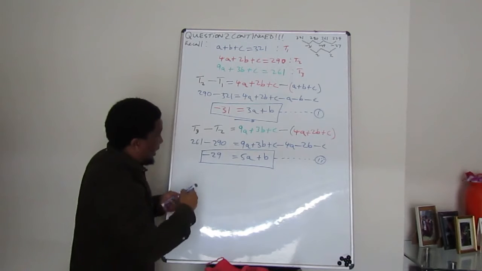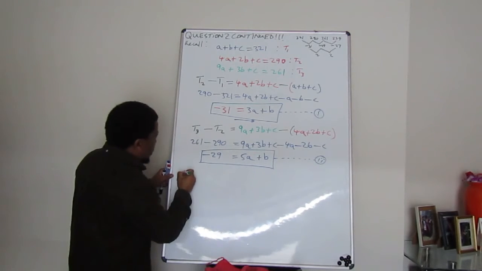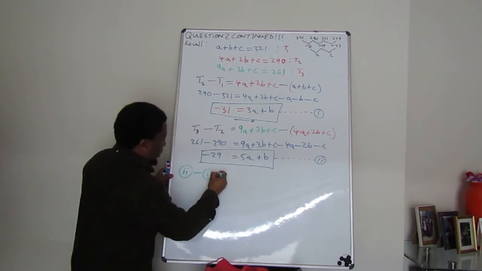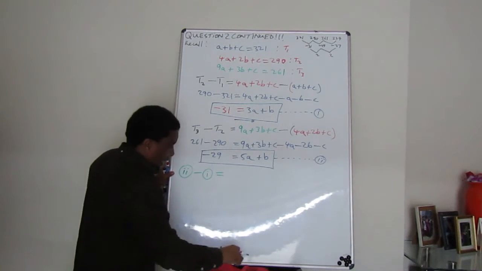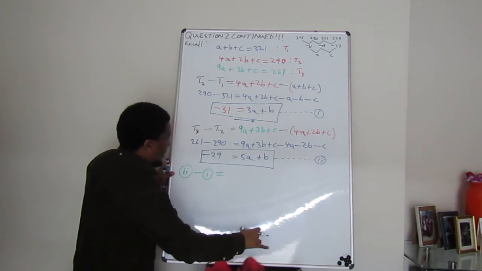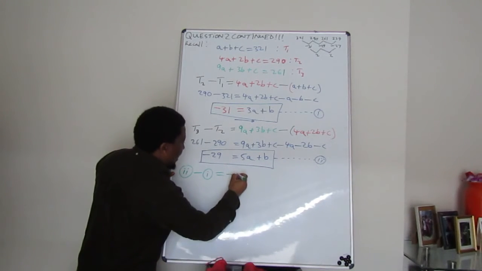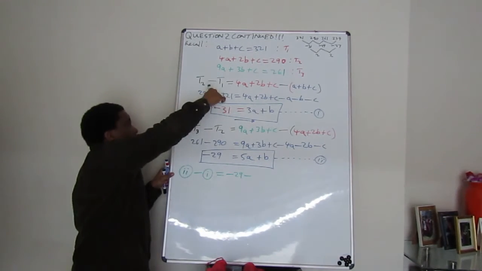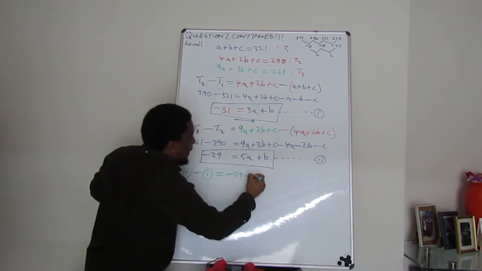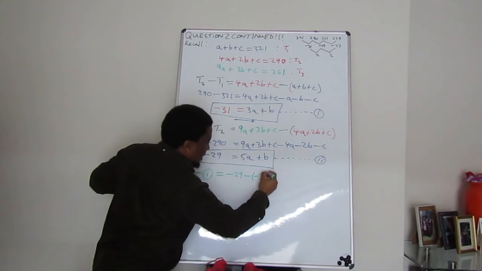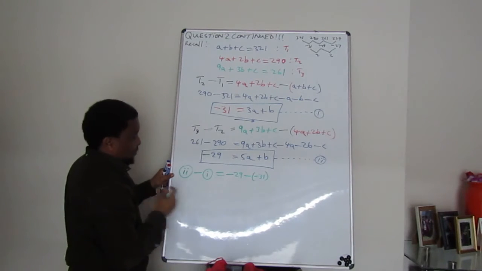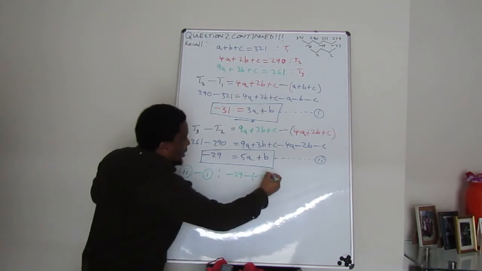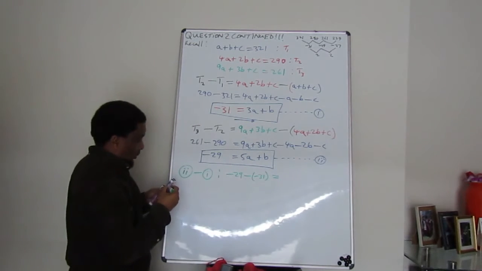So in this case, I say equation 2 here minus equation 1, which is equal to, on the left hand side, let's just put our left hand side here. Our left hand side here is minus 29, minus, what do we have here for equation 1? Minus 31, in brackets, minus 31. That's very important. I'll just put it here. Then, which is equal to.